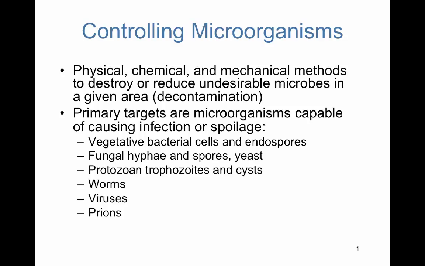an example would be filtration, to destroy or reduce undesirable microbes in a given area or to decontaminate a specific area. And the targets usually involved with causing infection or spoilage would be the following: vegetative bacteria, endospores, fungal hyphae and fungal spores, along with yeasts, protozoal trophozoites and cysts. So remember, these are the dormant form of this organism. The helminths, viruses, and prions.